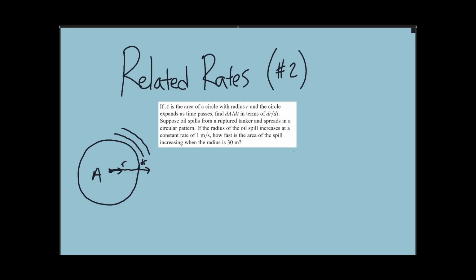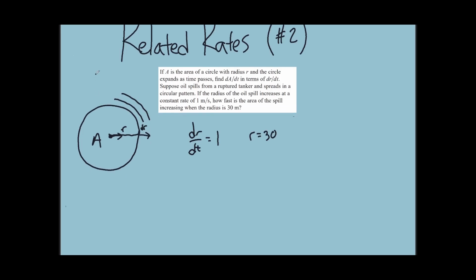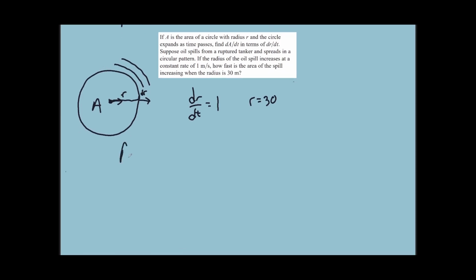They say if the radius of the oil spill increases, so that would be a change in radius and a change in time, at 1 meter per second, how fast is the area of the spill increasing when the radius is 30? So they tell us the radius is 30. Well, what do we know? We know the area for a circle is pi r squared. So I can do dA/dr, because this formula only has a radius in it, is going to be 2 pi r.